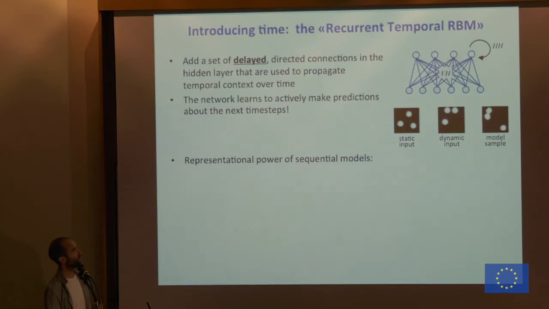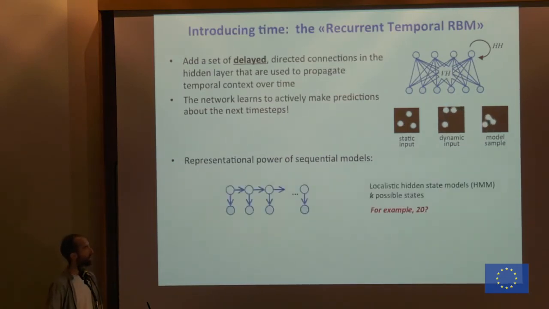Just a few words on the representational power of these sequential models. One might ask, can't I just use a hidden Markov model? Well, hidden Markov models use a localistic representation of information. We have k possible states. We can represent k different states in the system. Imagine that states are binary, okay, for simplicity. So, for example, 20 hidden states. The system can only be in 20 different states internally.